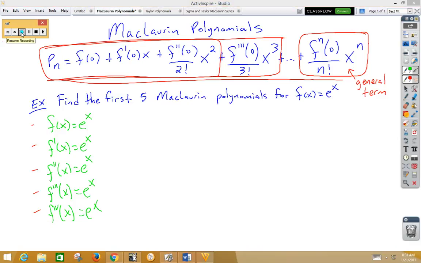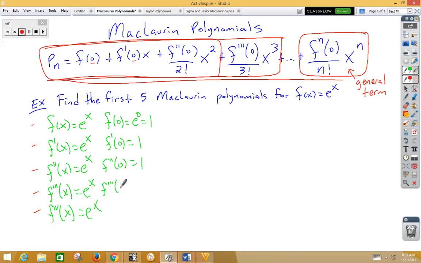Now what we want to do is plug in a 0, since a Maclaurin polynomial is always about 0, and let's get some values. So if I do f of 0, I get e to the 0, which is 1, and of course all of the subsequent values are also going to be 1, since it's the same thing over and over again. So once we have those values, we can go ahead and start writing our Taylor polynomials.